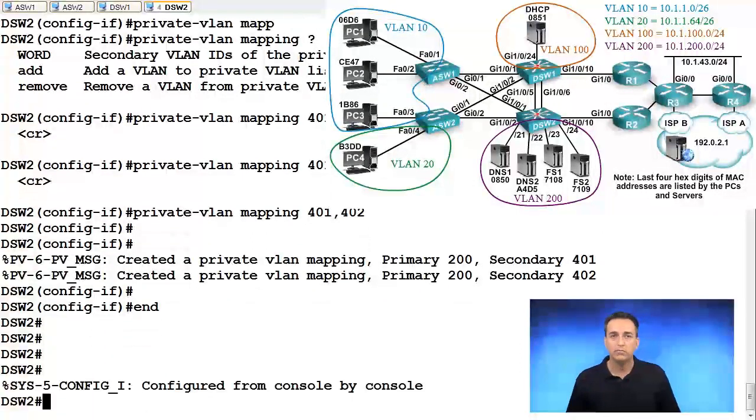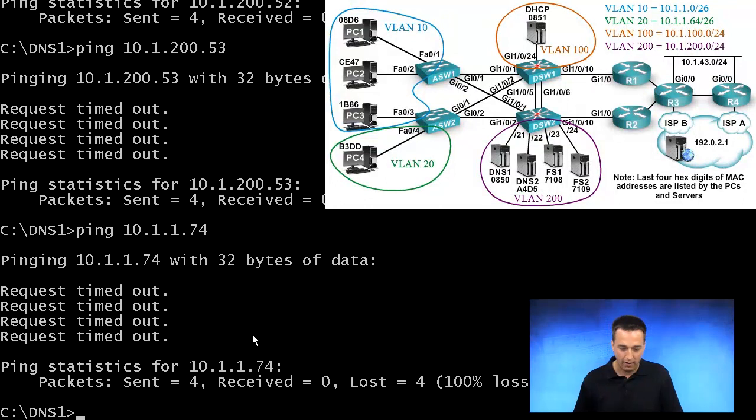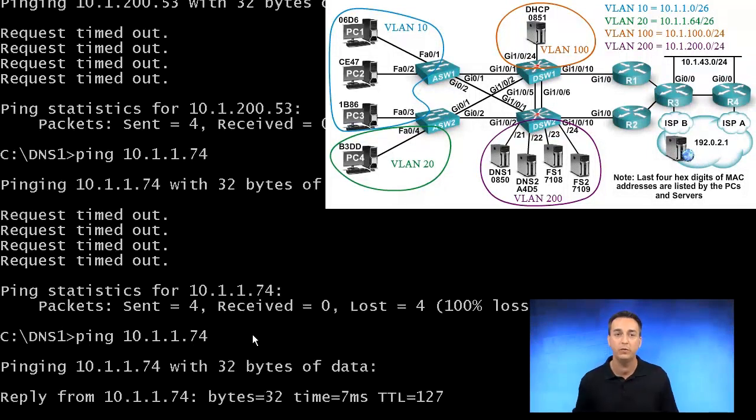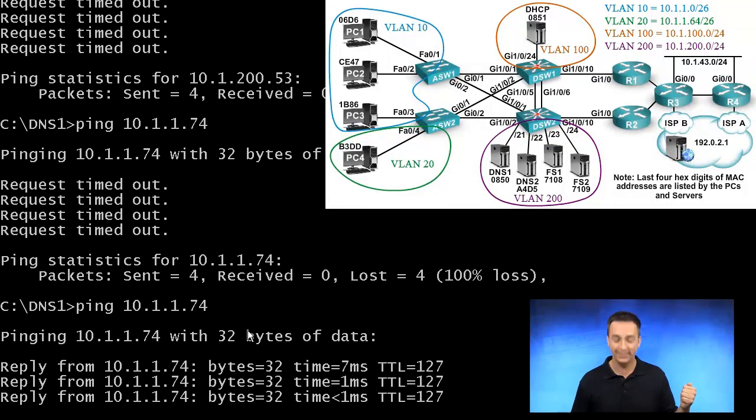Did it work? Let's check it out. Let's make sure it works. If everything is correct now, we should be able to communicate with PC4 now. Why? Because the promiscuous port is interface VLAN 200. Interface VLAN 200 can route for us. Therefore, we should be able to communicate with PC4, and we can.